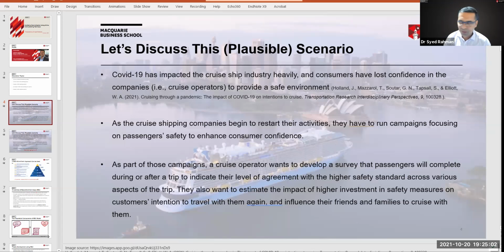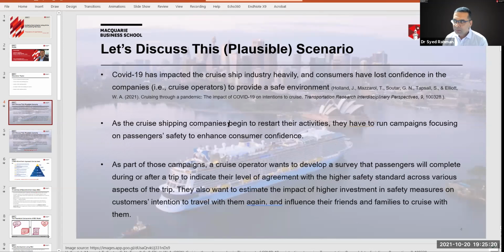Who doesn't know that? We all know that. And consumers have lost confidence in the companies or the cruise operators to provide a safe environment. So we are just concerned: is a cruise safe? And if it's not safe, I'm not going to purchase a ticket for my cruise.